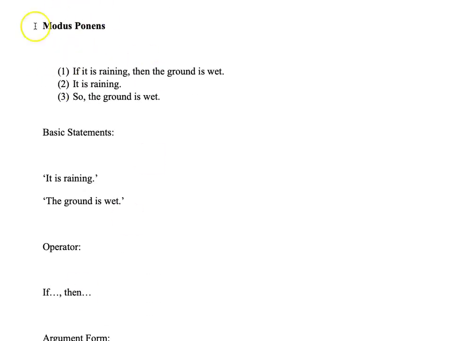Now let's talk about some common argument forms, and let's use the method we just talked about for finding argument forms. So here's a sample argument. If it's raining outside, if it's raining, then the ground is wet. That's the first premise. Second premise is it's raining. Conclusion, so the ground is wet.